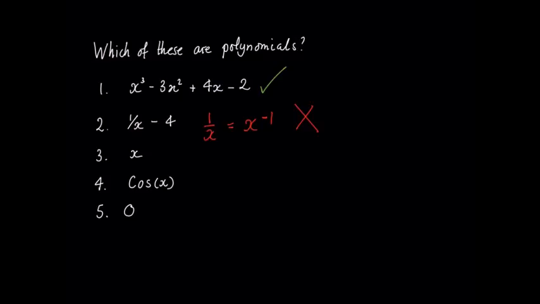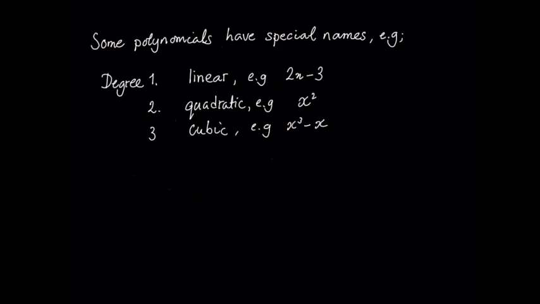x is a polynomial. Cos of x is not a polynomial. It's a trigonometric function. And perhaps surprisingly, 0 is a polynomial, because a polynomial consists of coefficients and powers of x, and if all those coefficients are 0, then we'll have a polynomial which is equal to 0.